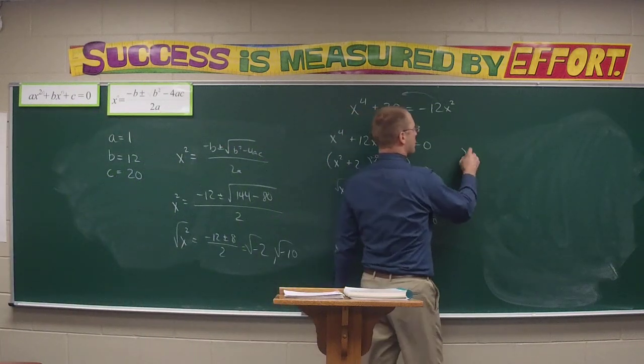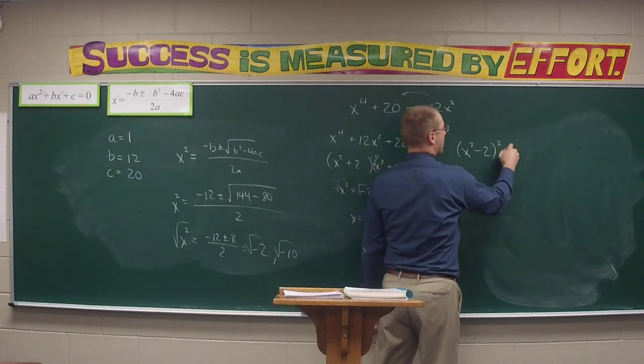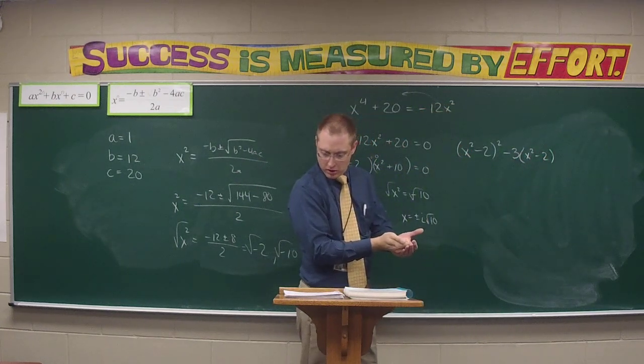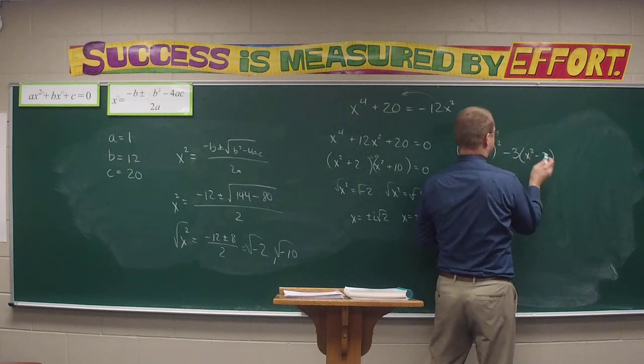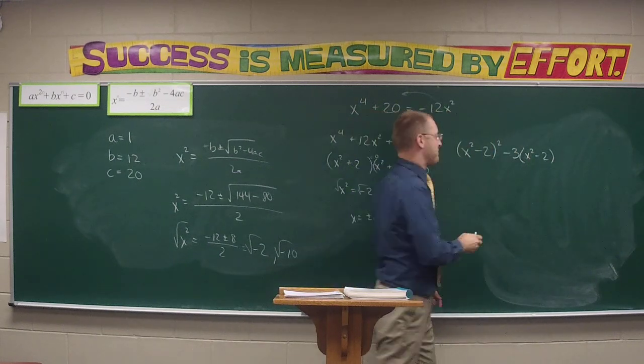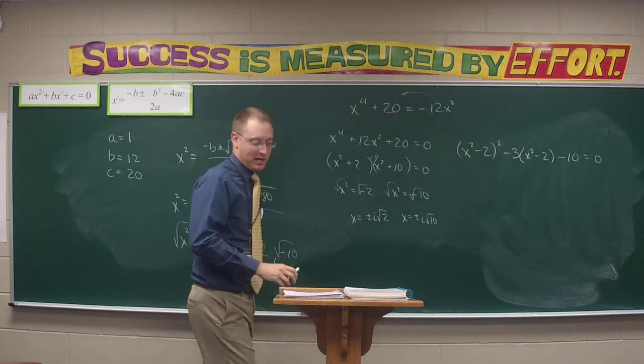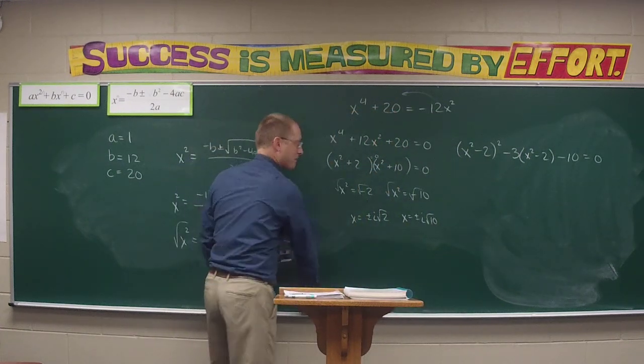x squared minus 2, quantity squared, minus 3 times the quantity x squared minus 2. Or excuse me, positive 3. Well, I guess it doesn't really matter. We'll leave it at negative 3. Minus 10 equals 0. I'm flexible. Change it up last minute. Look dangerously. All right.